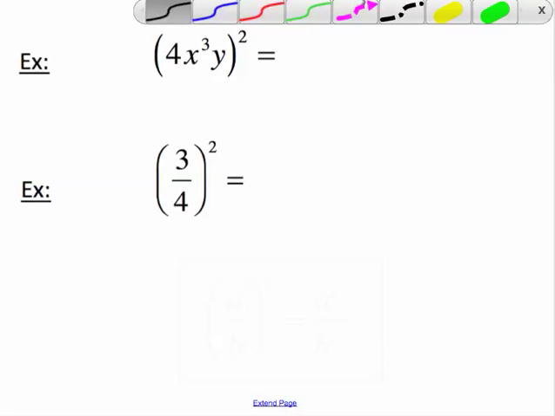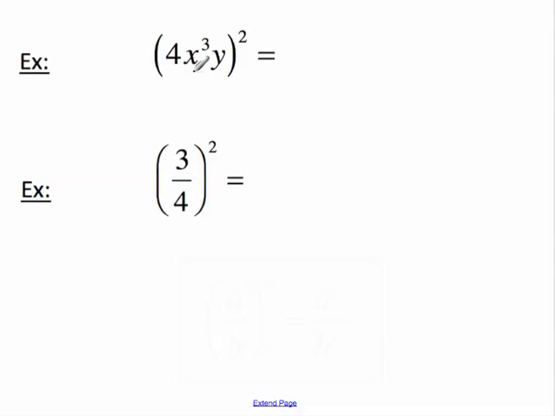This is also true when you've got multiple parts to a term. So (4x cubed y squared) squared is equal to 4 squared times x cubed squared, and y squared squared. We multiply the exponents together, which is going to give us 16x to the power of 6 y to the power of 4.